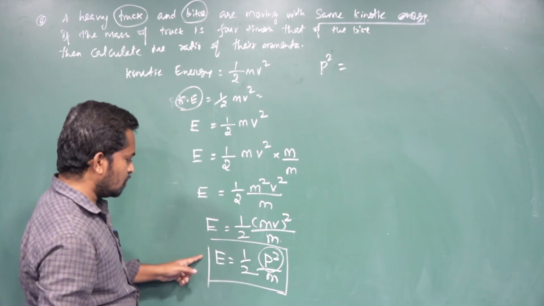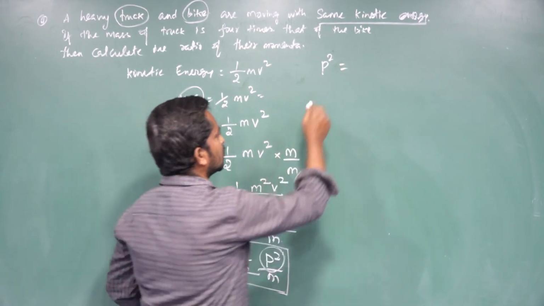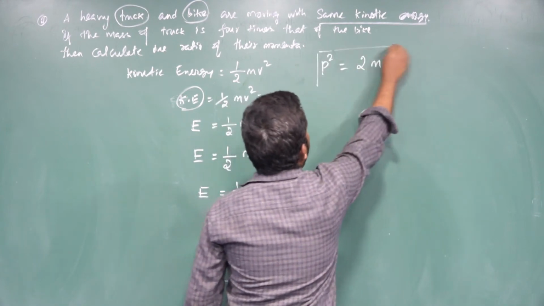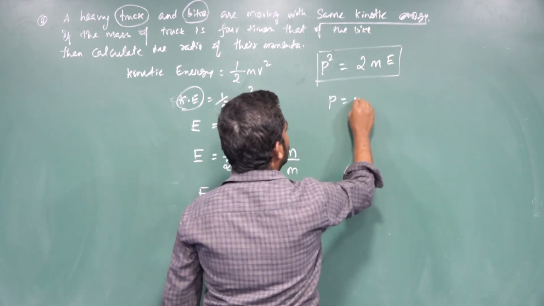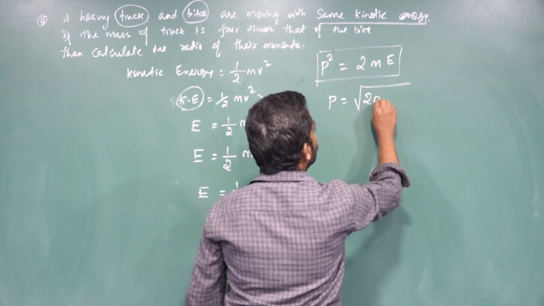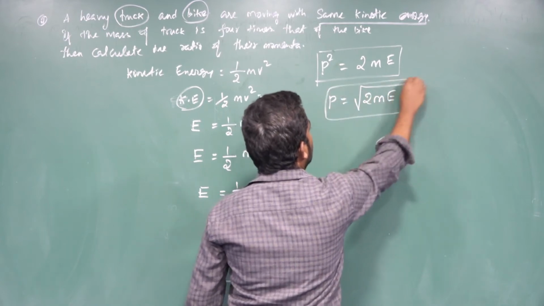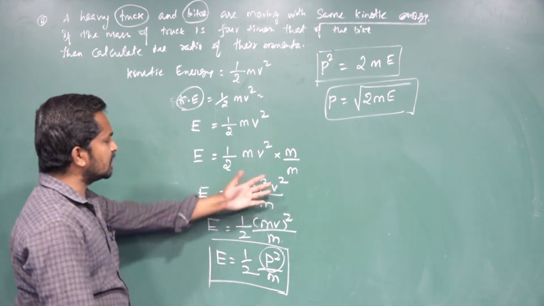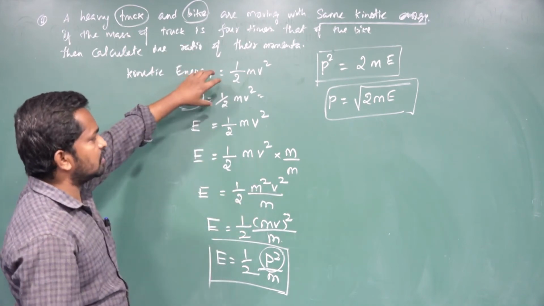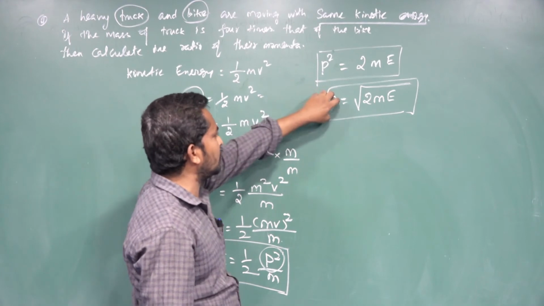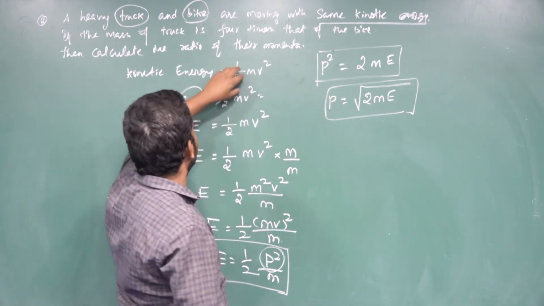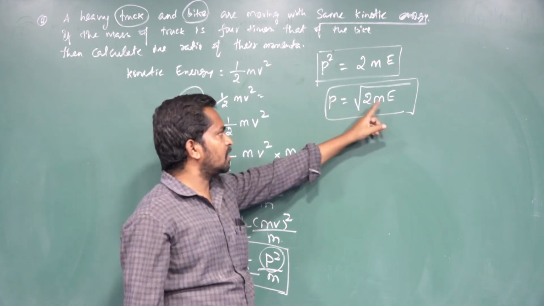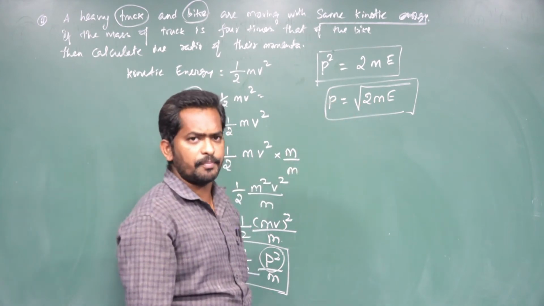So I want to calculate this: p square is equal to 2mE. This is momentum. P is equal to square root of 2mE. This is the relation between momentum and kinetic energy, the momentum equation derived from kinetic energy half mv square. The relation between momentum and kinetic energy is P is equal to square root of 2mE.